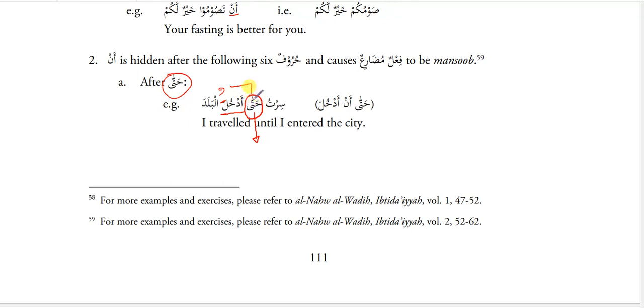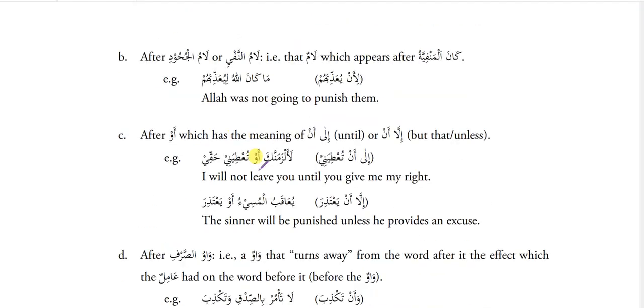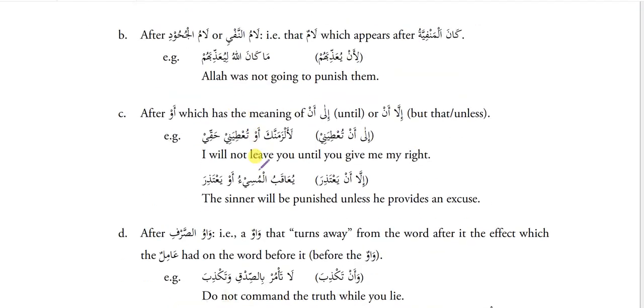What we assume is that just after hatta and before adkhula, there is a hidden "an" here. So the actual sentence is hatta an adkhula. Now the question is, why are we assuming it? What is the purpose behind assuming this?